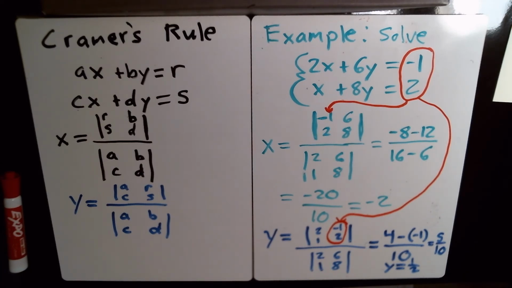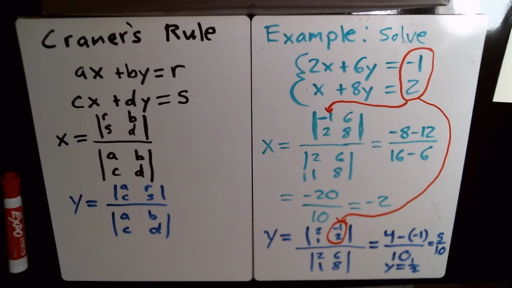Essentially we do the same thing with y, right? We just replace the second column with the numbers over here in our determinant. We compute the two determinants over each other, and then we get our answer. So we got y was 1/2.